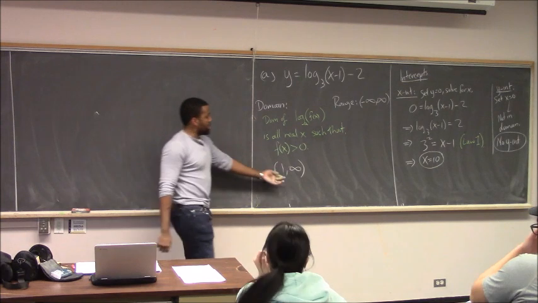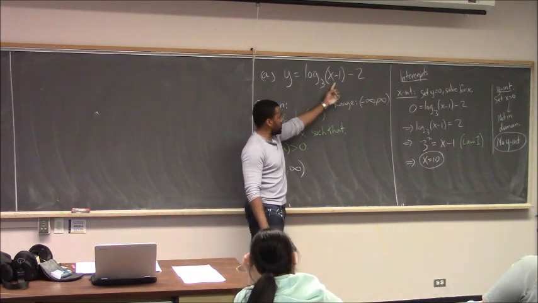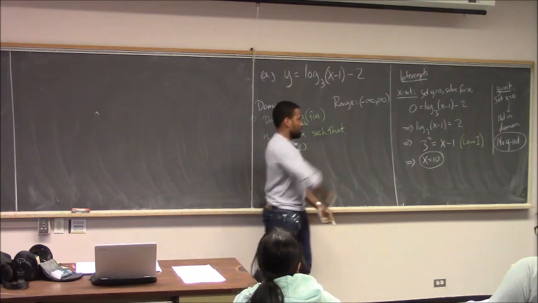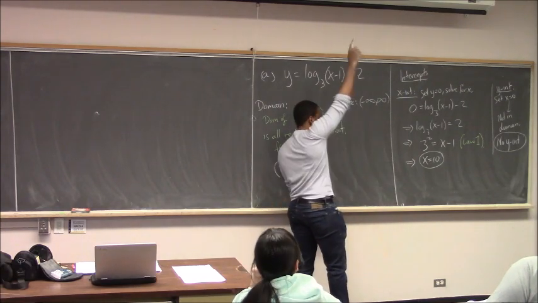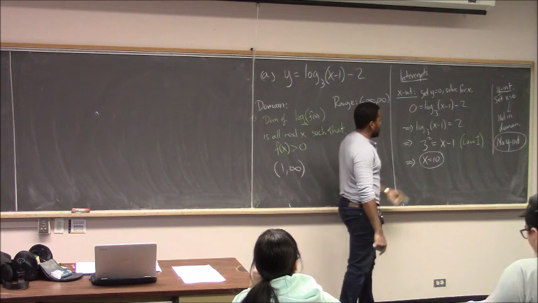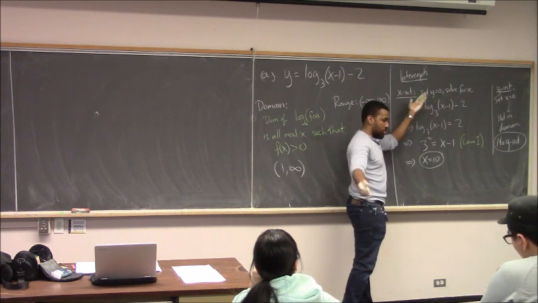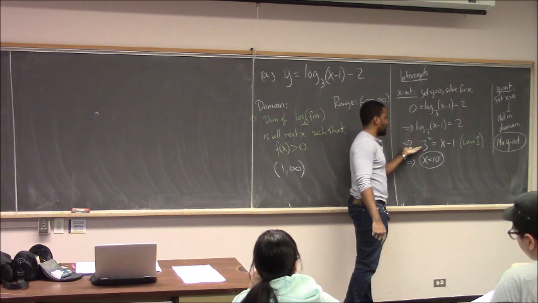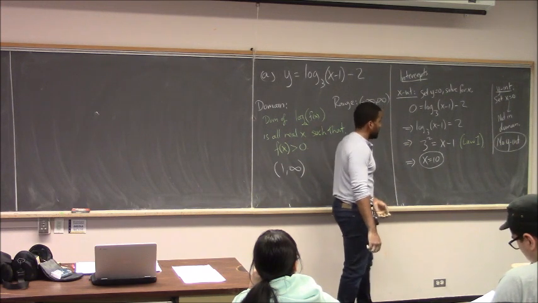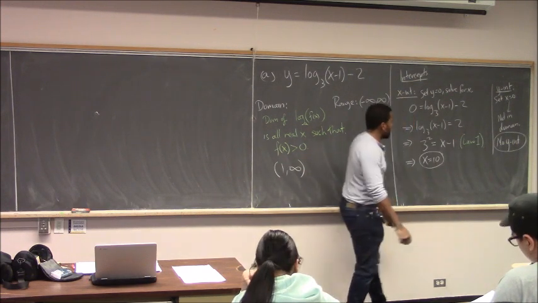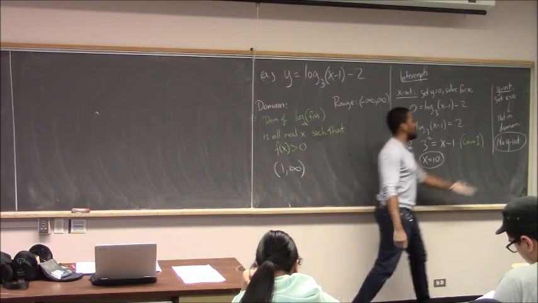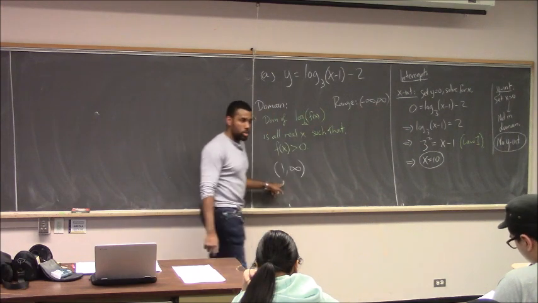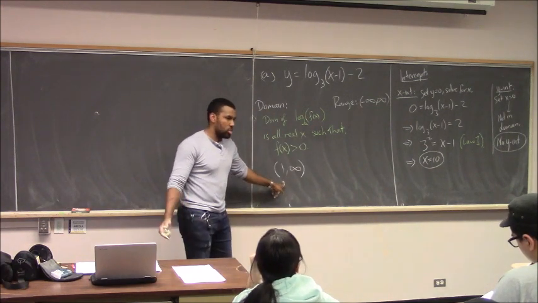So the domain here is where the inside is greater than 0, so all x greater than 1. The range is going to be everything, because the log goes all the way down to negative infinity and all the way up to positive infinity. And the intercepts, you find them exactly the same way you find everything else. The log laws, or the log rules, are going to help you with that. And the y-intercept you get by, again, as always, setting x equals 0, solving for y. However, you can't plug in x equals 0 in this case, so it means there's no such solution.